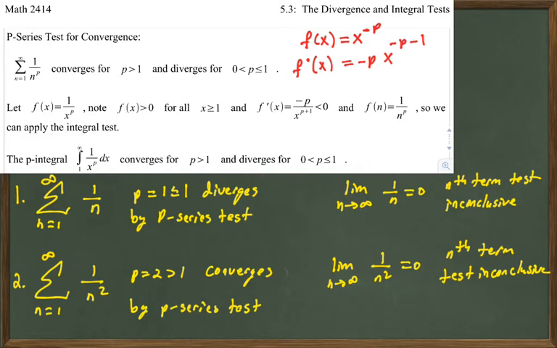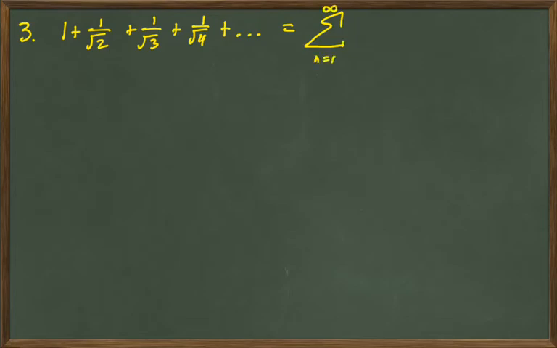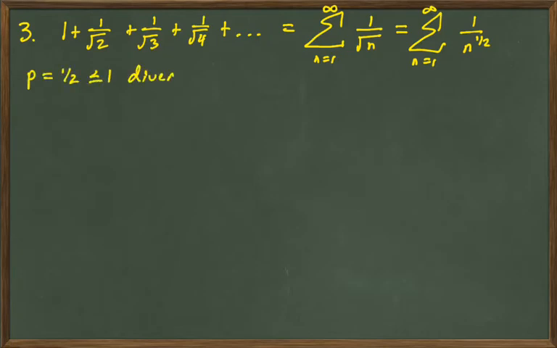Okay, so let's look at a couple more examples of p-series. Let's say we have 1 plus 1 over the square root of 2 plus 1 over the square root of 3 plus 1 over the square root of 4, etc. Let's write this as a series. Looks like we can start it at 1 and go to infinity, and it looks like 1 over the square root of n. We can rewrite that as the sum n equals 1 to infinity. Square root is the same thing as a 1/2 exponent. So this is a p-series. Your p is 1/2. That is less than or equal to 1, and so the p-series test says that this is a divergent series.